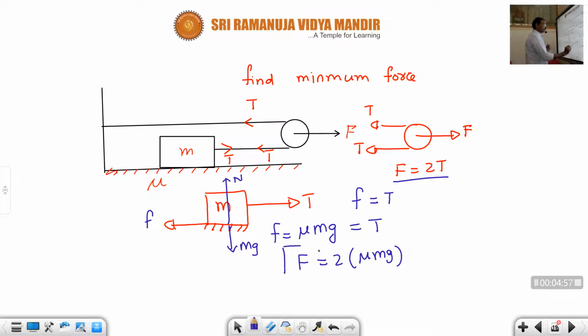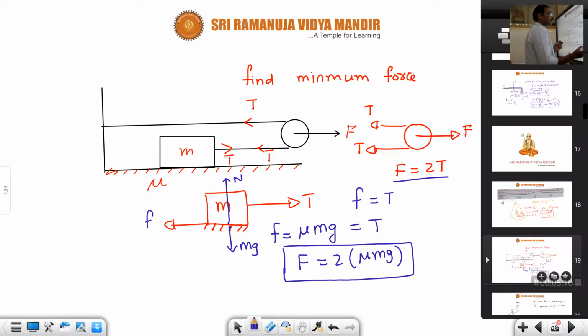This is the minimum amount of force required to pull the block. This is the minimum concept, a fundamental question model.